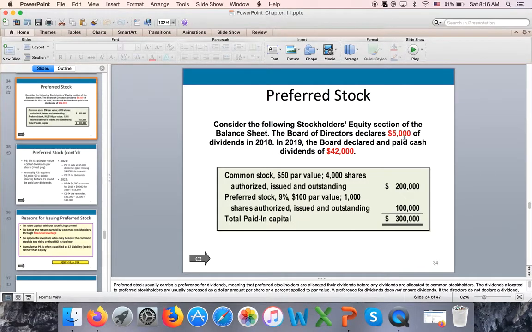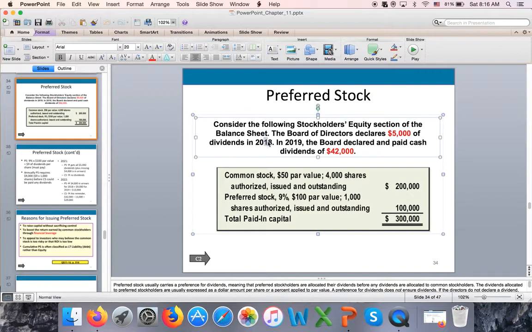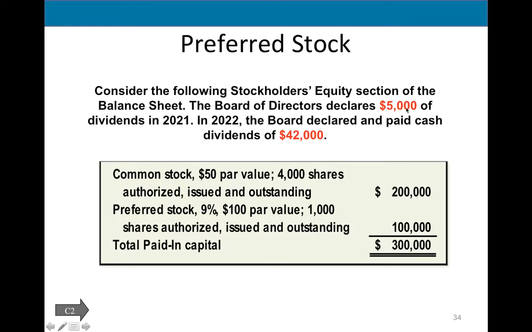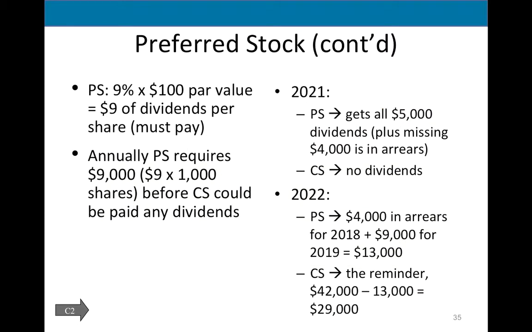The board of directors declares 5,000 of dividends in 2021. In 2022, the board declares and pays cash dividends of $42,000. So the question is, how much of that amount, how much of 5,000 goes to preferred versus to common, and then how much of 42,000 goes to preferred versus common. So here is this information.